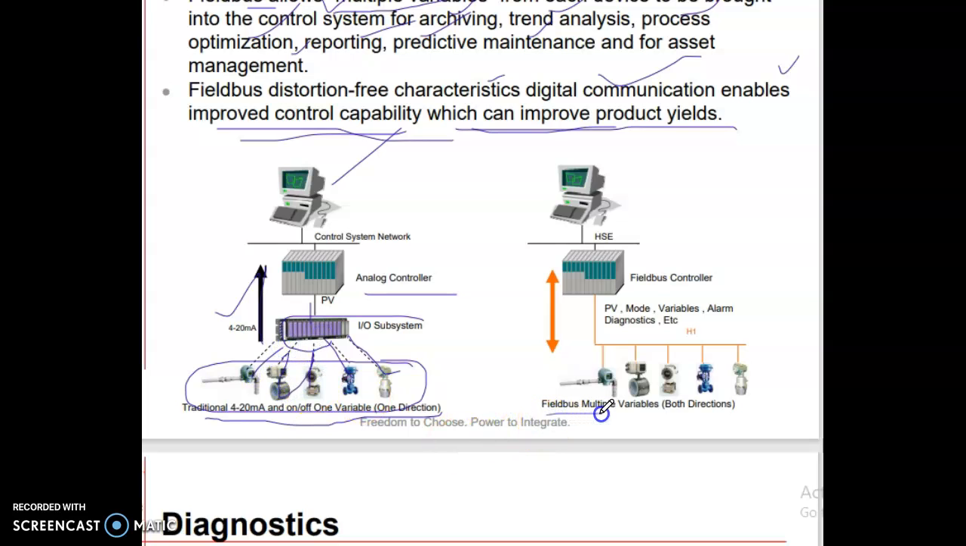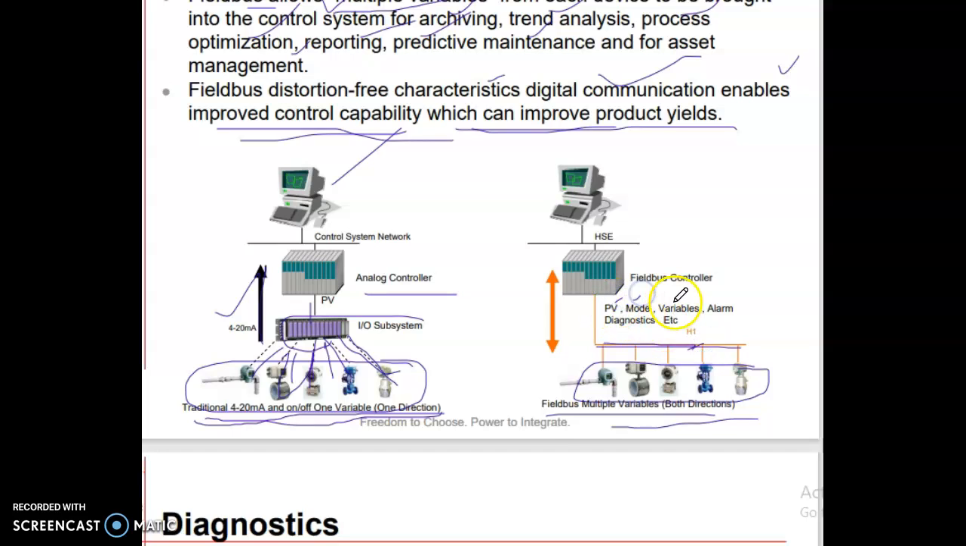Here Fieldbus has multiple variables in both directions. In one Fieldbus, all these pressure switches, control switches, actuators and so on are connected. Here, the IO system is connected individually, each one. That's why the traditional 4 to 20 milliamps and on and off is one variable, one direction. Here Fieldbus has multiple variables in both directions, so all are connected in this Fieldbus, that is H1.